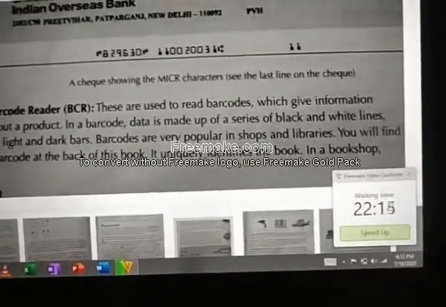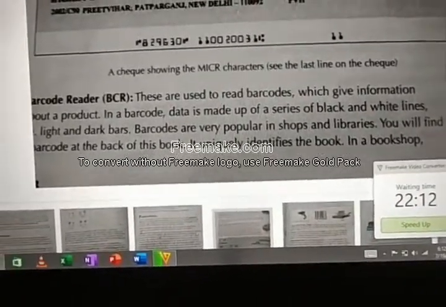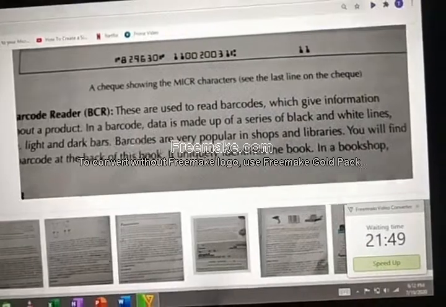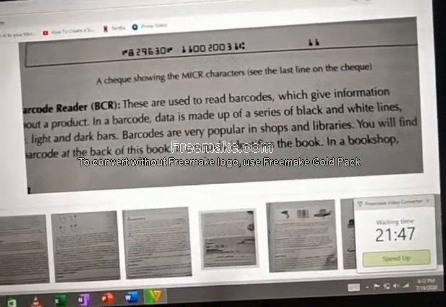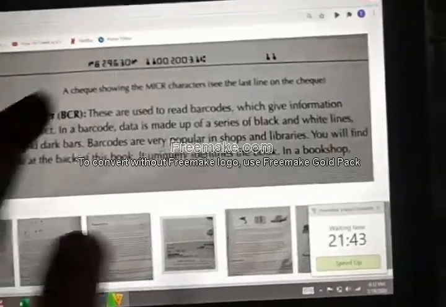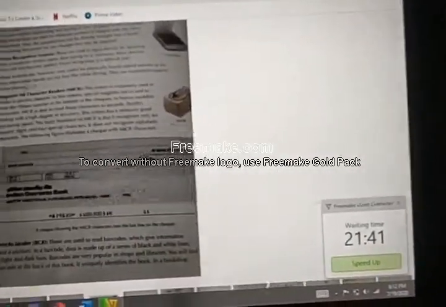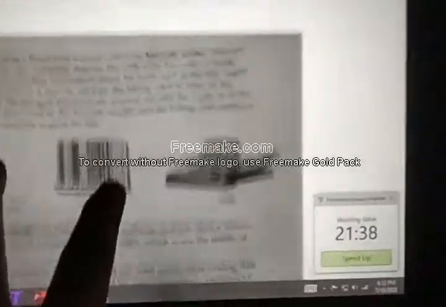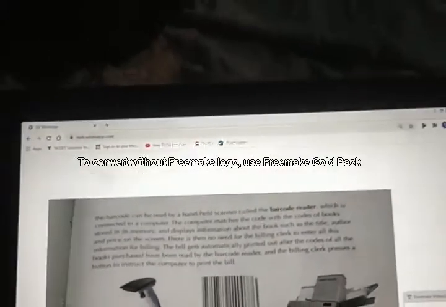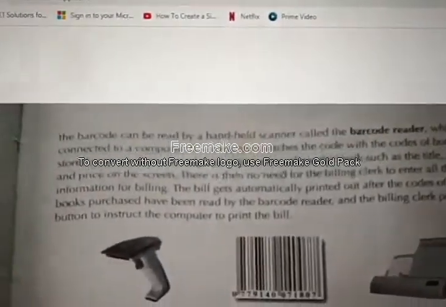Barcodes are very popular in shops to pay money, and in libraries. In a library, you scan the book and take it. You will find the barcode at the back of the book. It uniquely identifies the book. Each and every book has a different barcode, so if you scan it, the details of that particular book will be displayed on the computer.